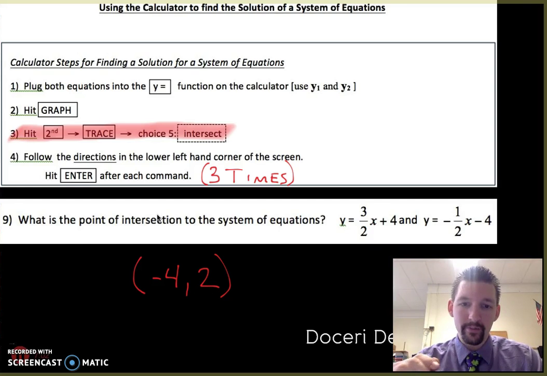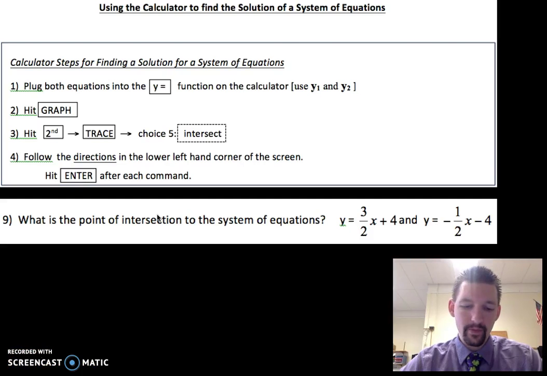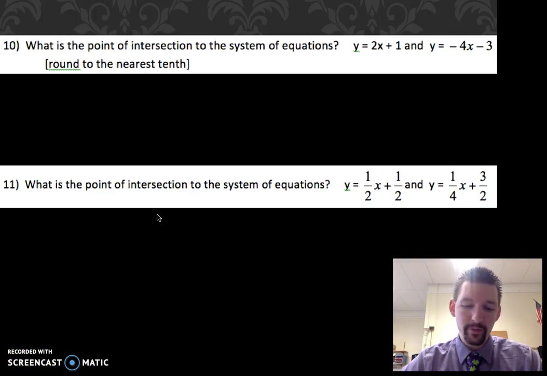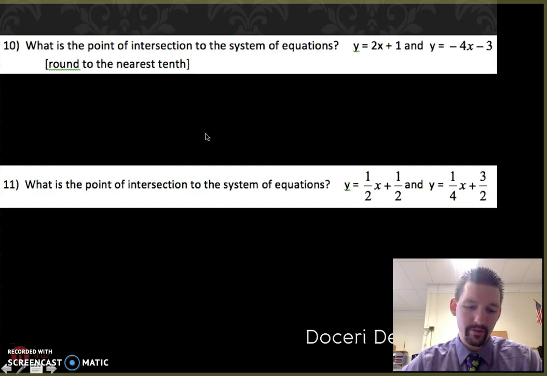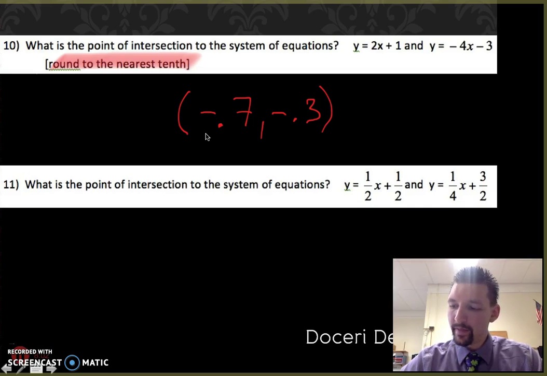So if you want to try that now, pause the video, give it a try. You can also do numbers 10 and 11, and I will bring up those answers in just a second. Okay, so hopefully you figured out -4, 2 here. Number 10, when you plug that in, it does say here, round to the nearest 10th. So you'll end up with -0.7 and -0.3. And the last one, you will end up with 0.4 and 2.5.